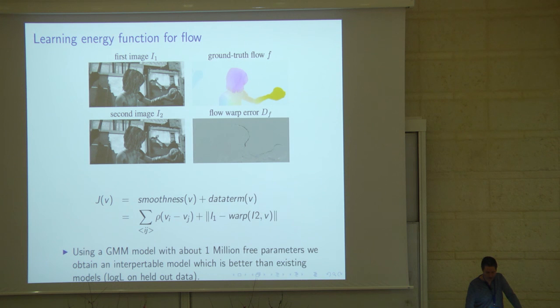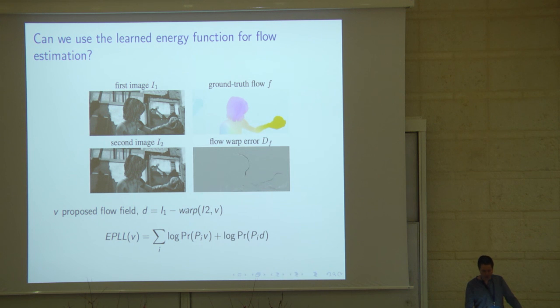And the bottom line is, when we try to do all this together, we end up with 1 million free parameters, both the ground truth flow and the flow warp error, and at least in terms of log likelihood on held out data, we do better than the state of the art, again, with 1 million free parameters.